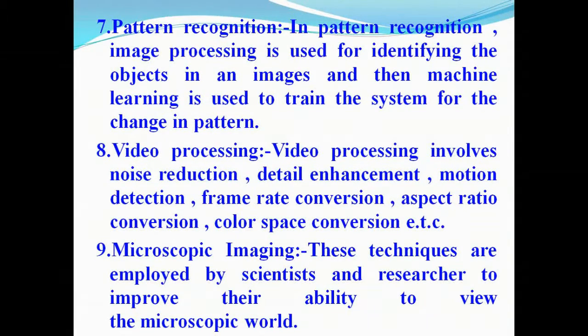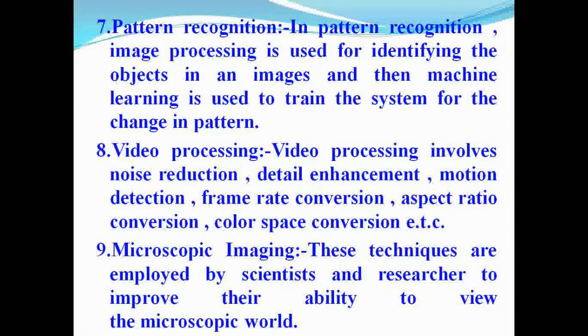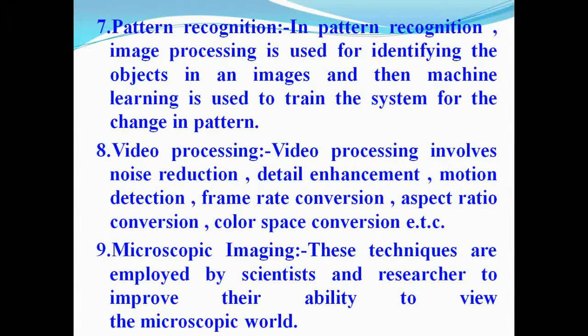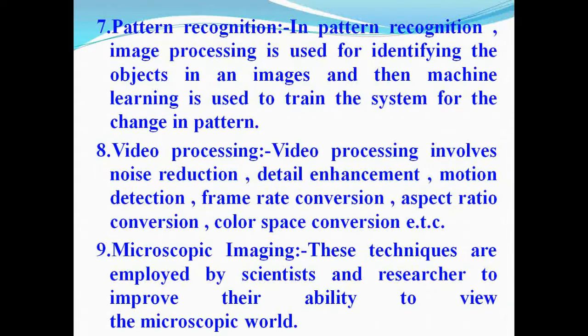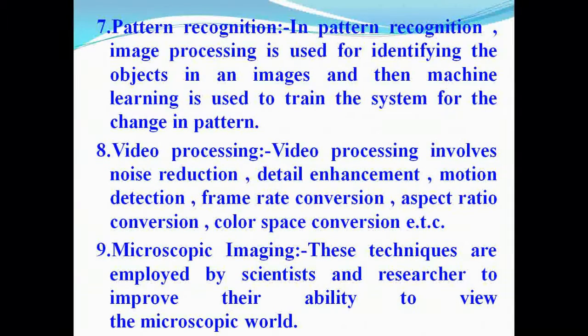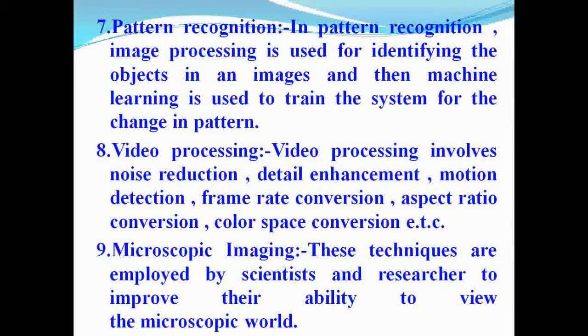Next, we have another thing called pattern recognition. In pattern recognition, image processing is used for identifying the objects in an image, and then machine learning is used to train the system for changes in pattern. So in pattern recognition, image processing will be used for identifying the objects in an image.